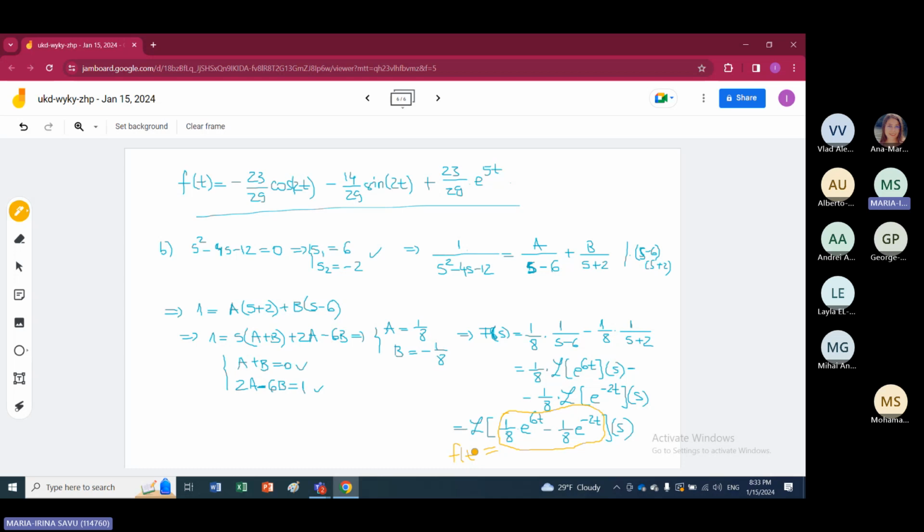Okay, and if you use the second method, you'll see that you'll get the same function. Did some of you try to use the second method? Okay, no one? You don't like residues, right? Okay. Let's move to point C.